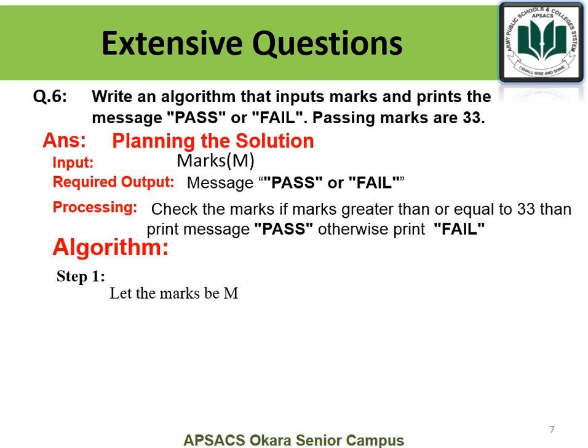Algorithm. Step 1, let the marks be m. We will be taking marks of the student m. You can take any value, m is equal to 33, 45, it's up to you. Step number 2, compare the marks. We will be comparing the marks. If marks less than 33, then the message will be printed fail.